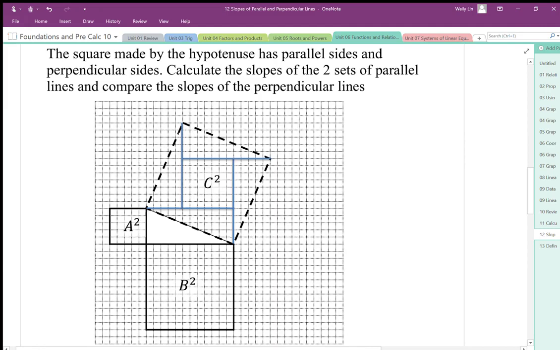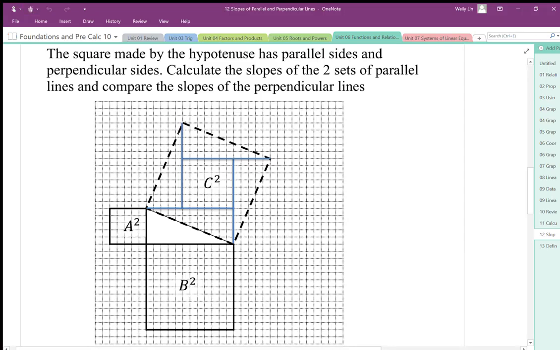And the way we make this diagonal square is we actually use the right triangle in here. And we can see that the right triangles in here are the same as that white right triangle. That right triangle also allows us to calculate the slopes of these line segments. So we can calculate the slopes of the two sets of parallel sides.